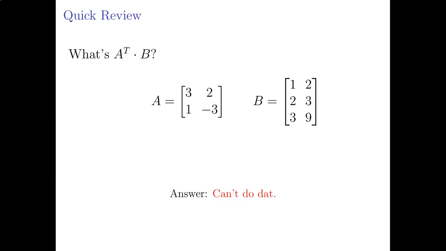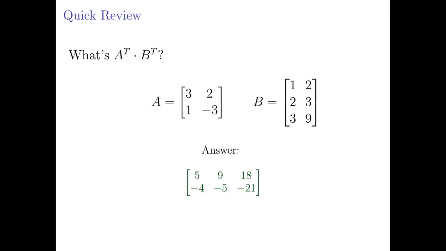And the answer is that's another no-go, because taking A transpose does not change its dimensions, and therefore, again, we got a 2 by 2 times a 3 by 2, and since 2 is not the same as 3, we can't do it. What about A transpose times B transpose? Now what do we get? And again, make sure you can work out that answer and get the same thing I got there.